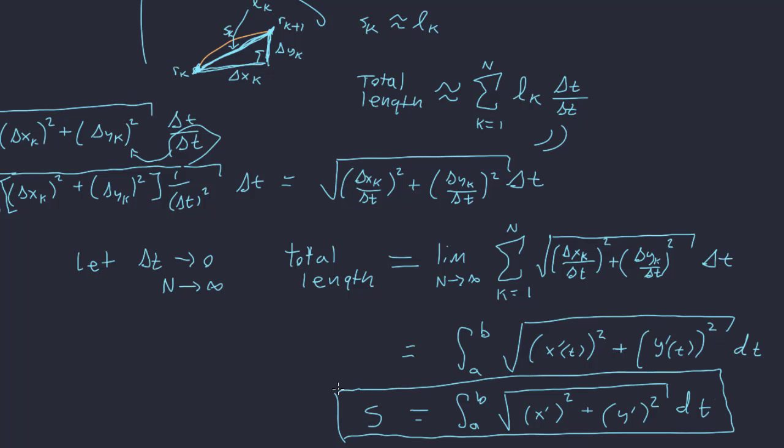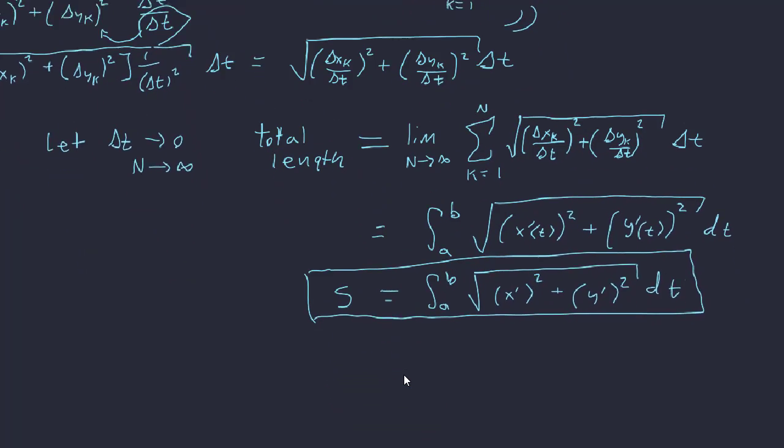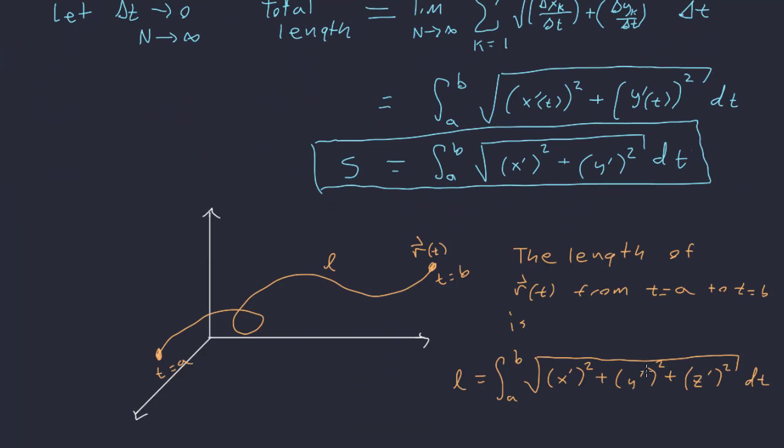All right, let's take a look at an example. And before I do, this also carries over in exactly the same way in 3 dimensions. So the length of the curve from t equals a to t equals b is the integral of the square root of x prime squared plus y prime squared plus z prime squared.